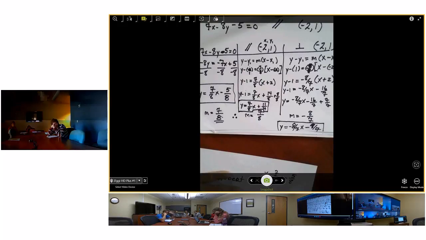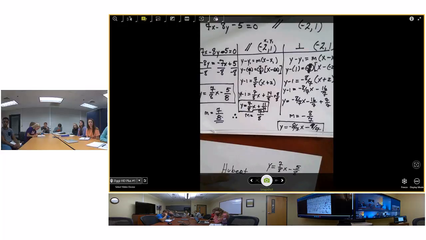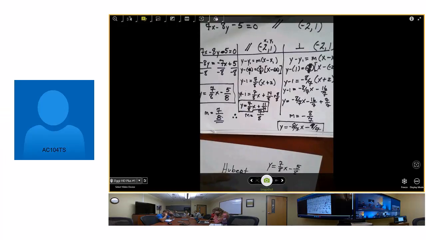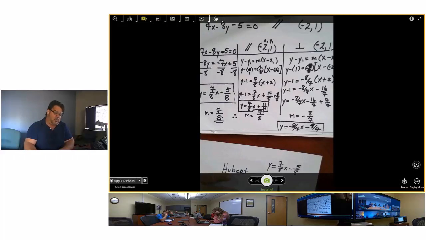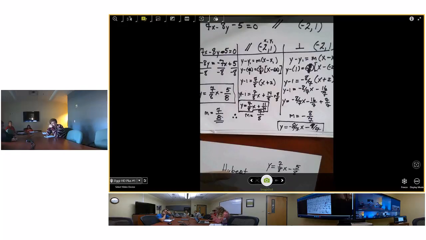5/8. I'm trying to say here. 5/8. If you plugged in -1 or 1 and -2, my point, -2, 1 is a point, right? A line. As long as you have the same slope, couldn't you just draw a line from that point, and it would still be parallel?